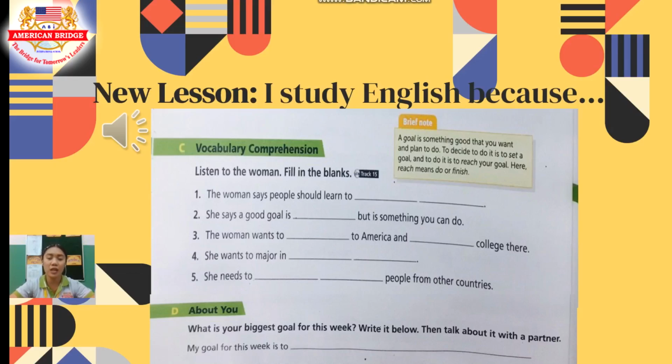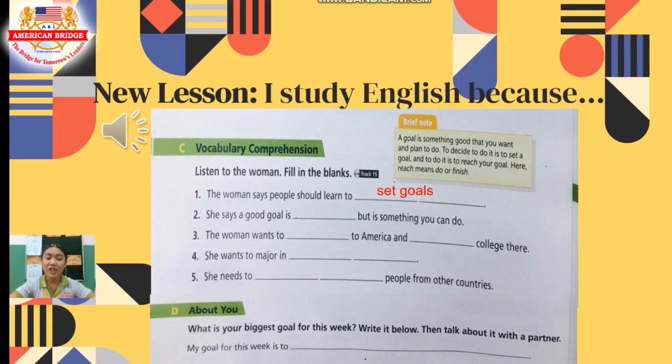Alright, everyone, so that is our vocabulary comprehension. Now that you hear our audio track listening, this woman talks about. It's time for us to fill these missing words. Now, number 1, the woman says people should learn to set goals. Next, number 2, I hope you answer as well, okay? You can check this answer, everyone.